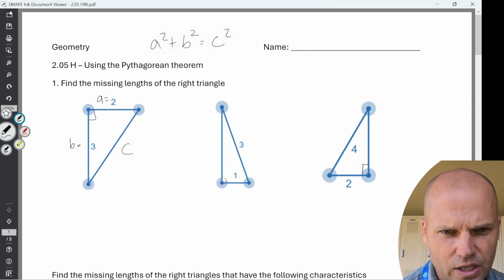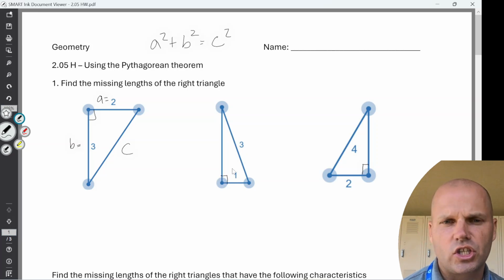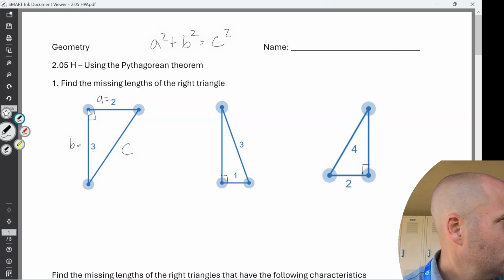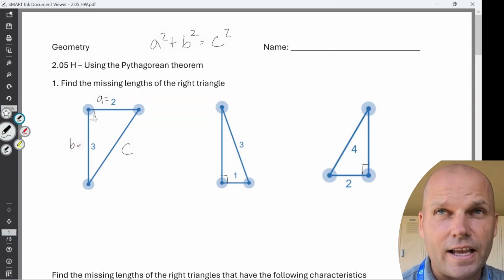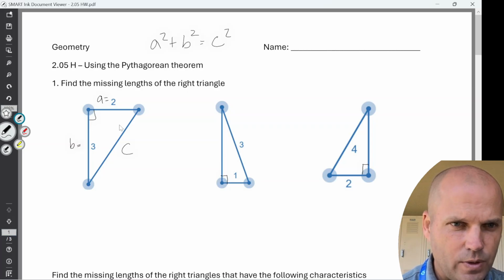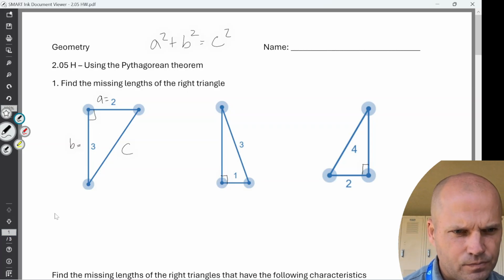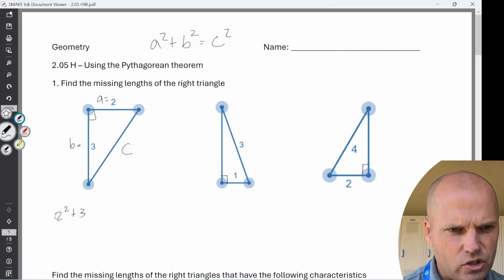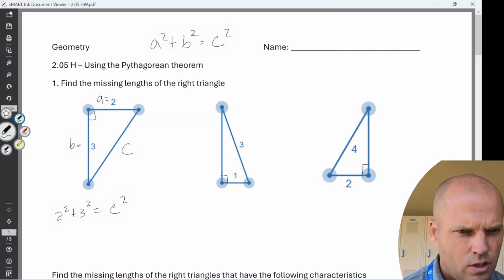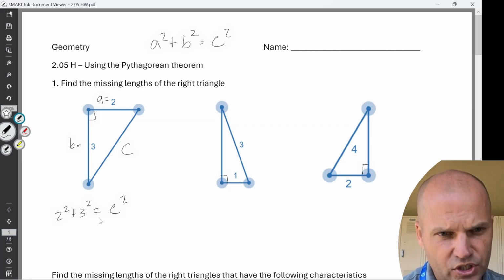The hypotenuse will be the largest side. The right angle is the largest angle. The other two angles can't be 90 or above, so that means the hypotenuse will always be opposite the largest angle. And we'll just make sure, like for the first situation with the legs of 2 and 3, that we keep a squared plus b squared equals c squared.